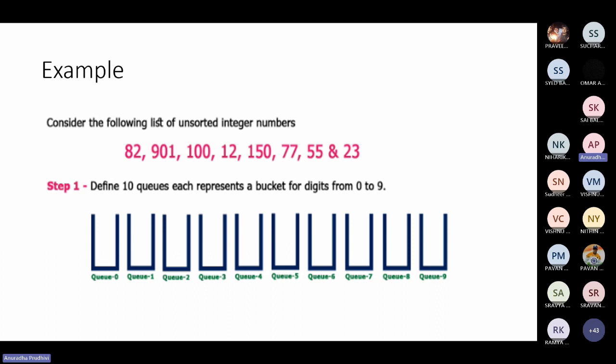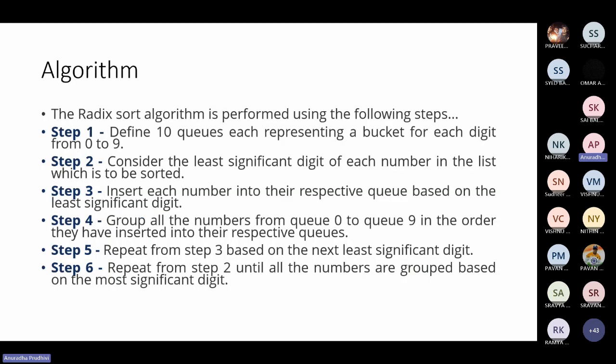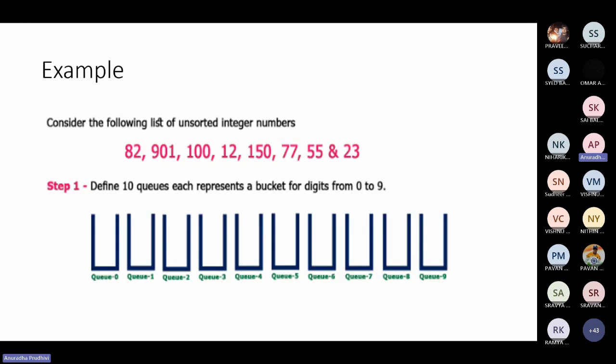Using counting sort. Here we use queues for sorting, storing the least significant digit in the queue. Like that, here we use the counting sort algorithm for performing radix sort. The procedure is the same, but instead of queues we use the counting sort algorithm, which counts how many times a number exists. That is counting sort.